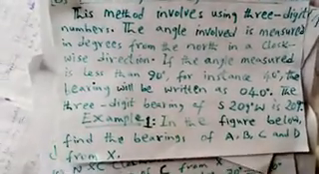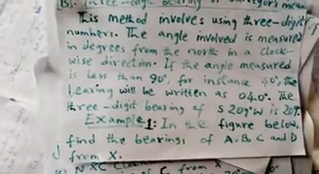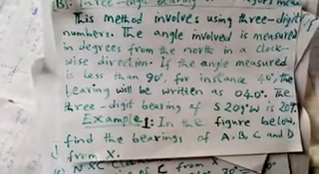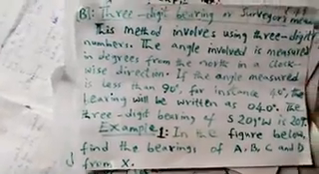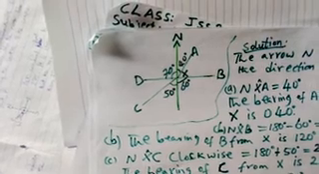Okay, example 1. In the figure below, find the bearings of A, B, C, and D from X. Let me display the figure. The figure is here. You can see that from north to A is 40 degrees, and from north to B, marked X, I have 60 degrees.